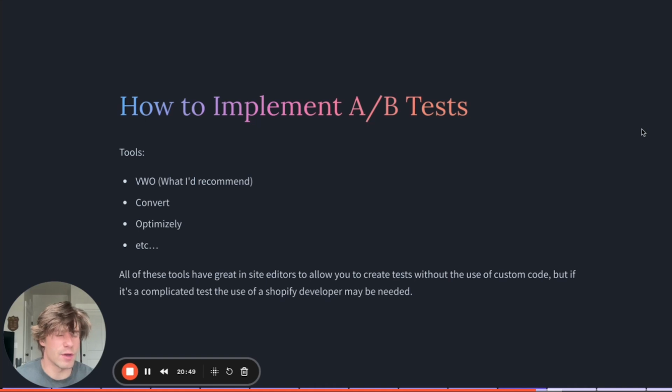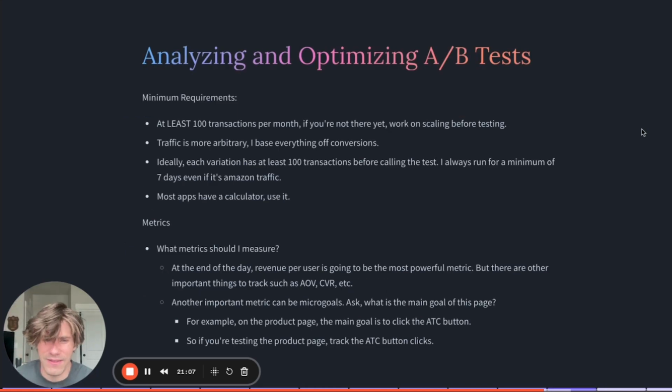If you don't have a developer already, I would just go to Upwork, find a good Shopify developer. You'll make a job post and get over 100 proposals in less than an hour. Vet a few of them, hire one, and they'll know exactly what to do. It shouldn't be too terribly difficult. Now, the last piece is, how do you analyze and optimize?